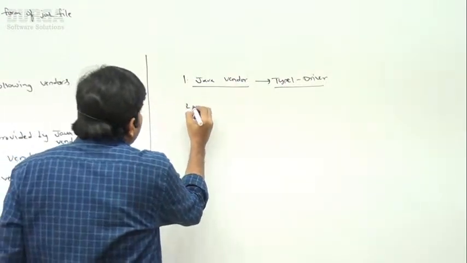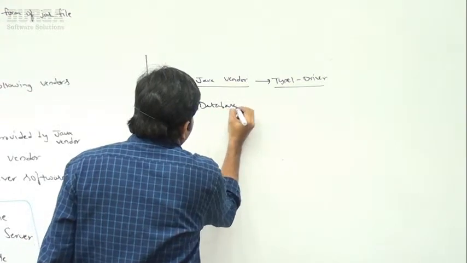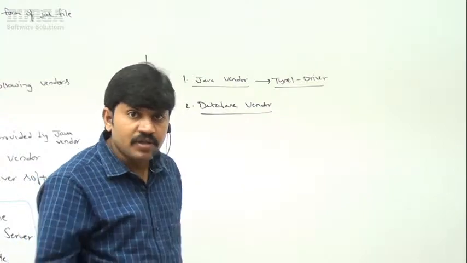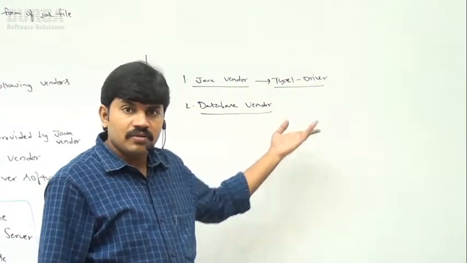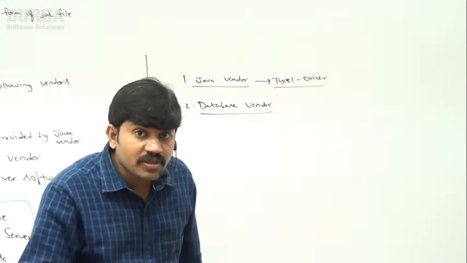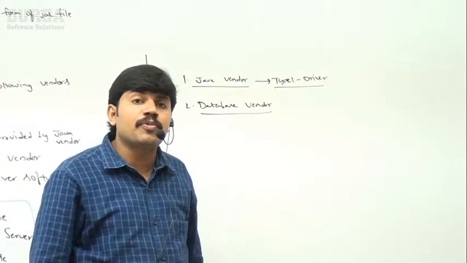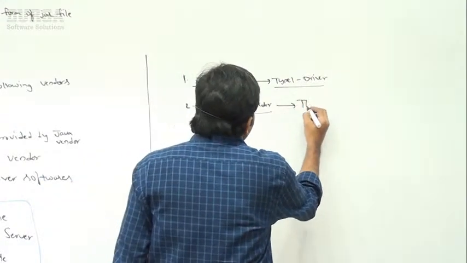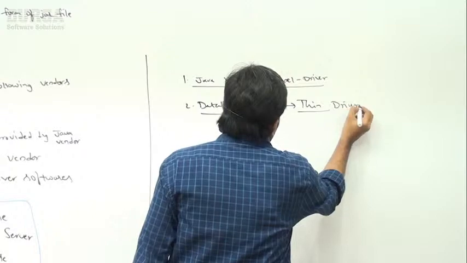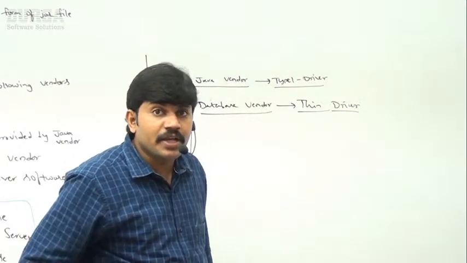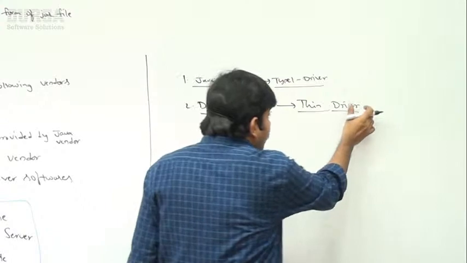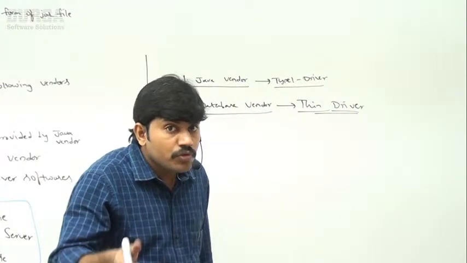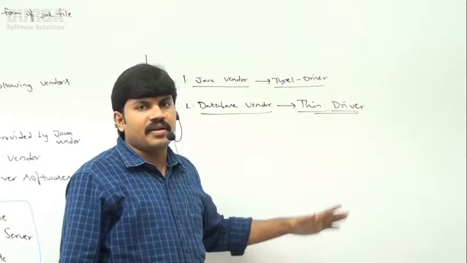The second one is the database vendor. The database vendor can provide driver softwares, just as I told: OJDBC6.jar, OJDBC7.jar, and the MySQL connector.jar. These jar files are provided by the database vendor only. Remember this one, sir. The best example is the thin driver, which is the type 4 driver, provided by Oracle people. Remember, the thin driver is the software provided by Oracle people. So OJDBC6.jar is nothing but the thin driver.